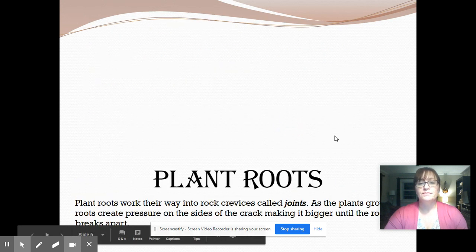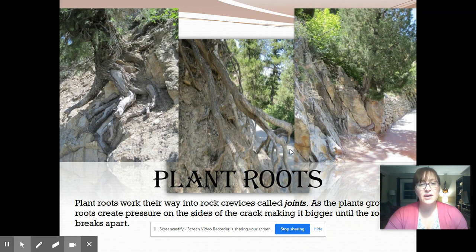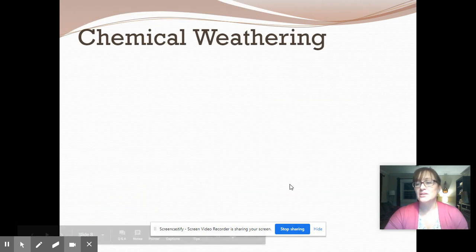Pretty cool. Plant roots. Plants can burrow into little cracks in the rock, and the plant root grows bigger and the crack grows bigger along with it. And so eventually you're going to see, like you see in these images, the rock is just sort of breaking apart. And animals can do the same thing. They can get in all the little cracks in the rock and eventually break it apart. Okay, so those are all examples of physical or mechanical weathering.